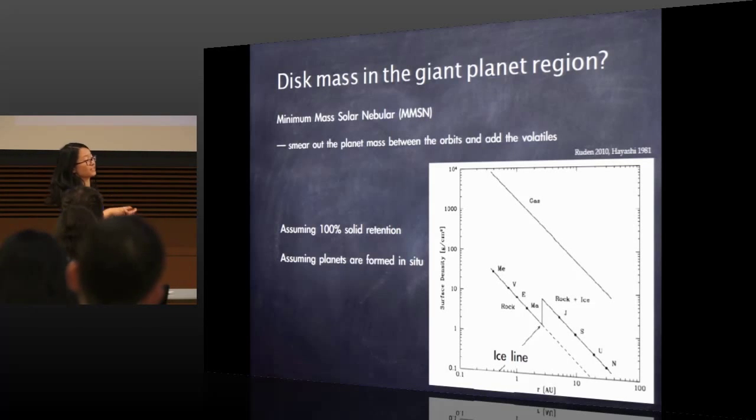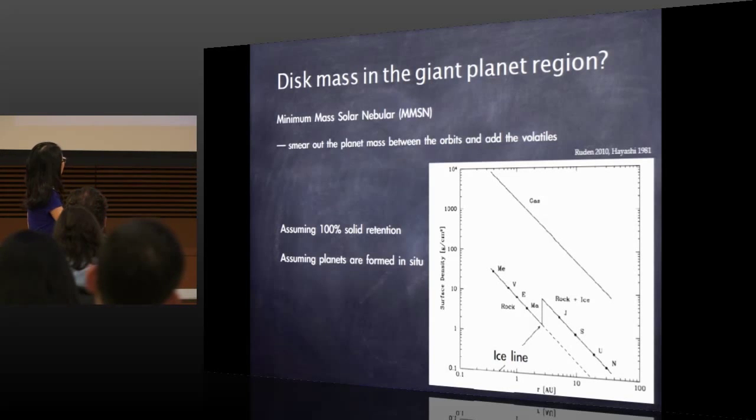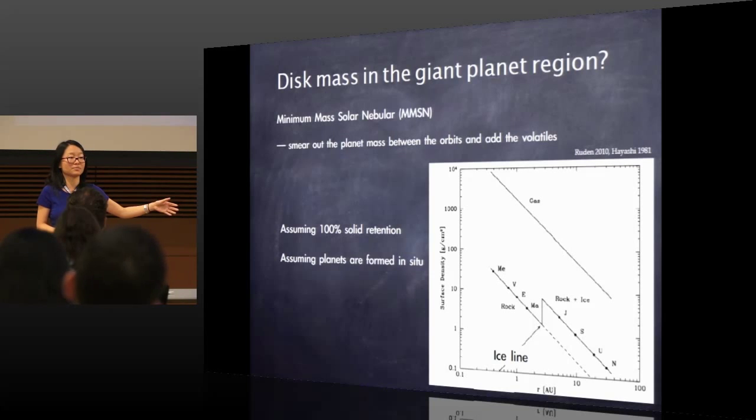Then we end up with a surface density distribution, which is the surface density as a function of distance to the central star. This is our lower limit, the basic picture of the solar nebula. But there's a problem with this picture, because we assume everything we see today was the case when it was first formed. So we assume 100% solar retention, which is obviously not the case. We also assume all planets formed in situ, where we see them right now, which we now know is not the case. Planets migrate all the time.